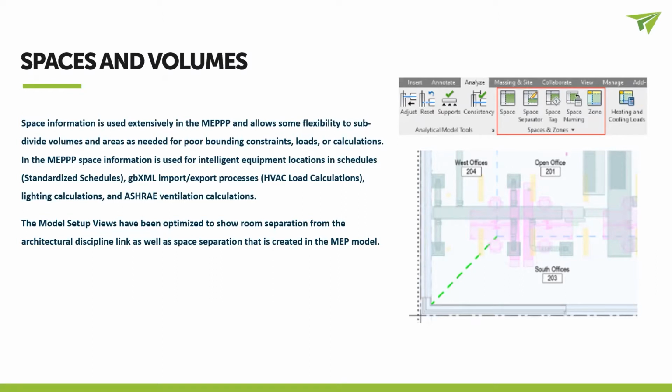The model setup views are set so that when I bring in everything, I'll be able to see from my architectural link their space separations that they drew, if they did. And I'll also be able to see all the MEP space separations. So if I get a project from a mechanical contractor and I'm a plumbing contractor, I bring in his model, I can see where his spaces are, and I can utilize that for my own nefarious purposes as well.